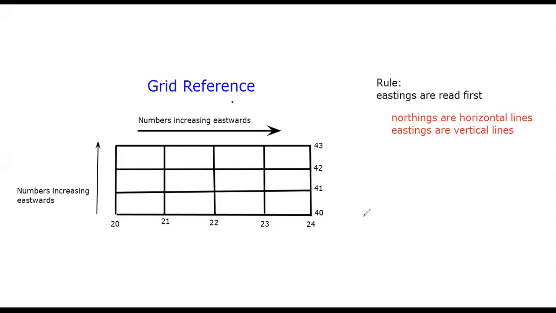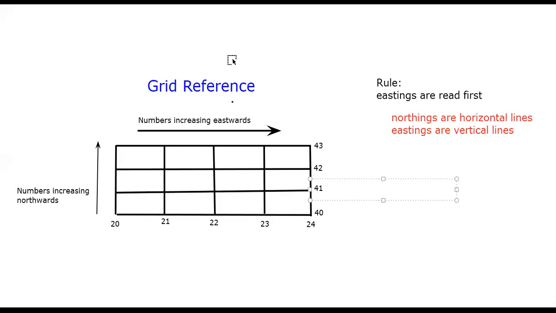We'll be learning about grid reference today. Now, what is grid reference? Grid reference is used to locate places on a map. And we often use grid reference to show where the location of a particular place is.